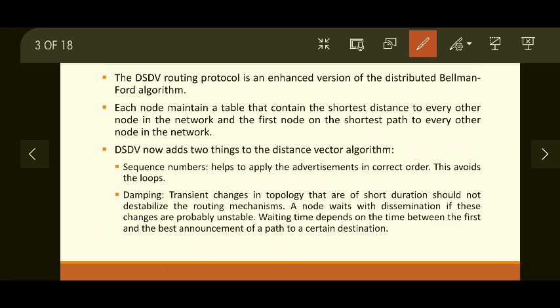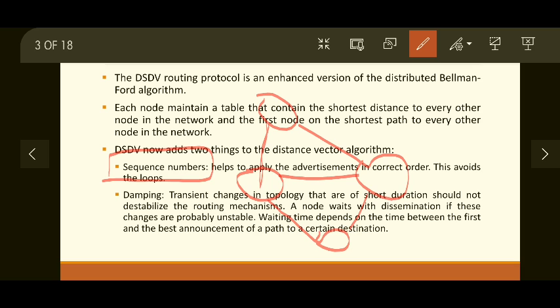Now what enhancement is done to Bellman-Ford or this distance vector routing? DSDV adds two major things to the distance vector algorithm. The first one is a sequence number. Sequence number is a concept we have seen previously. It helps to arrange all the packets in the correct order. Here it is mentioned as advertisement, but it can be packets also. Now why is this required? Because initially it may be a star topology, but it may turn out to be a mesh later on, as all the nodes are mobile. So over a period of time the topology will change, and it may form a mesh.